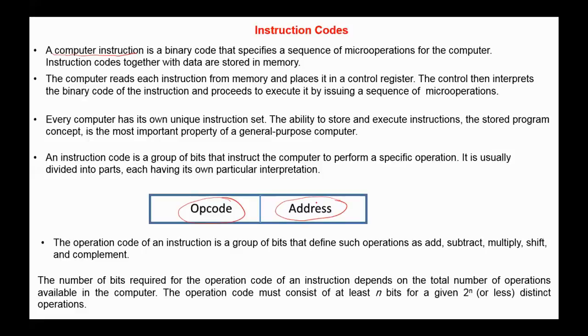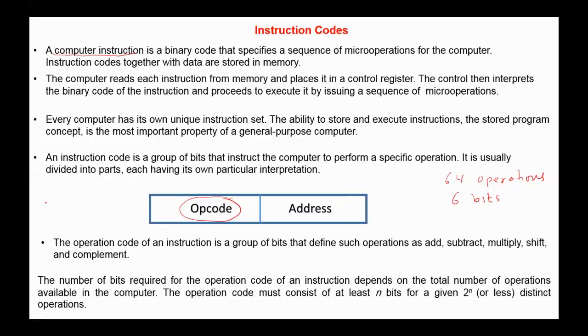The operation code of an instruction is a group of bits that defines such operations as add, subtract, multiply, shift, and complement. The number of bits required for the operation code of an instruction depends on the total number of operations available in the computer. For example, if we have 64 operations, then we need 6 bits for encoding each operation. In this case, the size of the operation code field should be at least 6 bits.